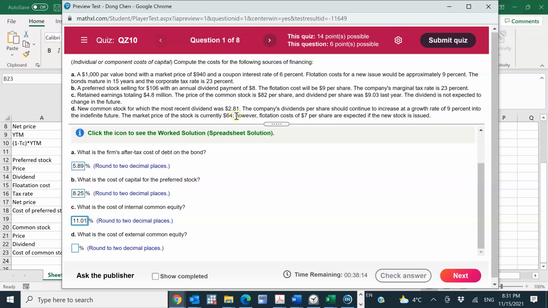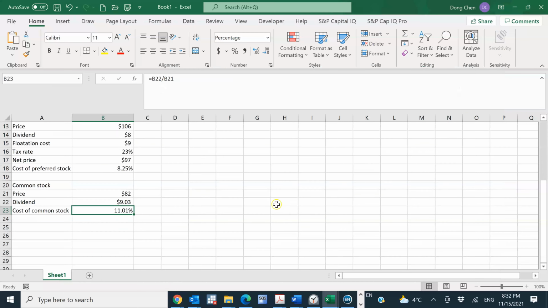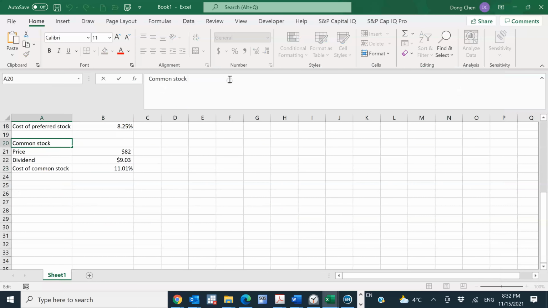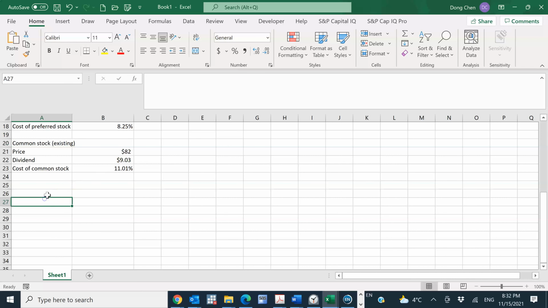And the last part of this question, new common stock, for which the most recent dividend was $2.81. The company's dividends per share should continue to increase at a growth rate of 9% into the indefinite future. The market price of the stock is currently $64. However, floatation cost of $7 per share are expected if the new stock is issued. So just continue this. So far with the common stock, we have done the calculation of the cost of capital for the existing common stock. And now this is new.